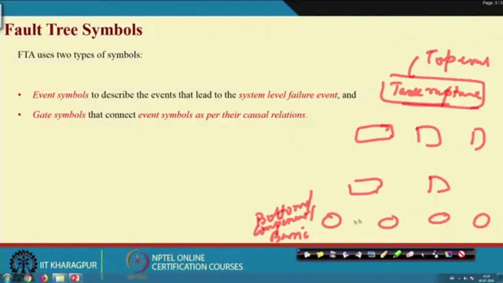These are the events, this is an event symbol. Now, suppose I want to link this symbol with these two, you can create a gate here like this. So, this is an AND gate, we will see later on. This is a gate symbol. And now, it is obvious that if I want to see why this event has occurred, then definitely these two events are responsible, and the relationship is depicted by this gate. We will discuss in detail.